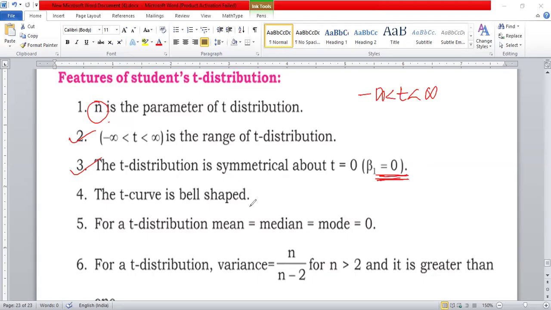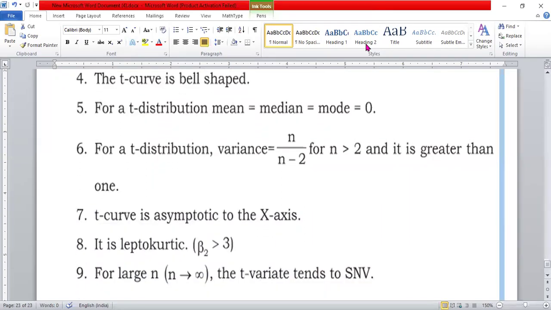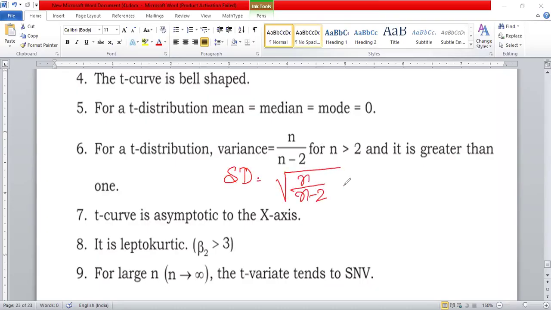The t curve is always bell-shaped. For the t curve, the mean is equal to the median is equal to the mode is equal to 0. Yes, this is important: mean, median, mode are equal to 0. Then what is the variance finally? What is the variance of the t distribution? The variance is n divided by n minus 2. The standard deviation is the root of n divided by n minus 2, that is, the root of the variance.